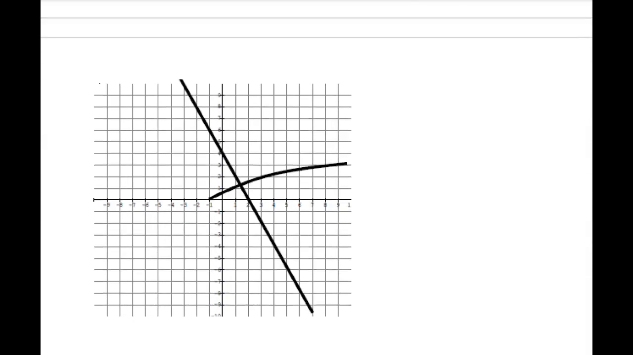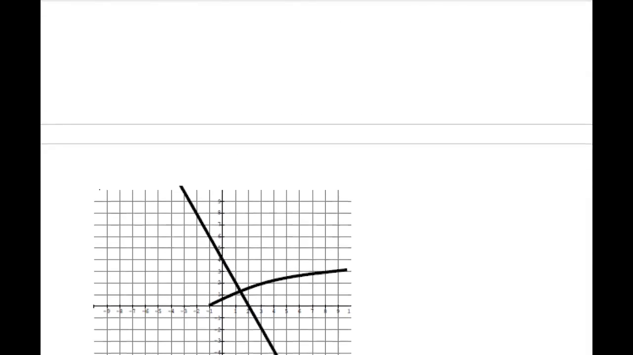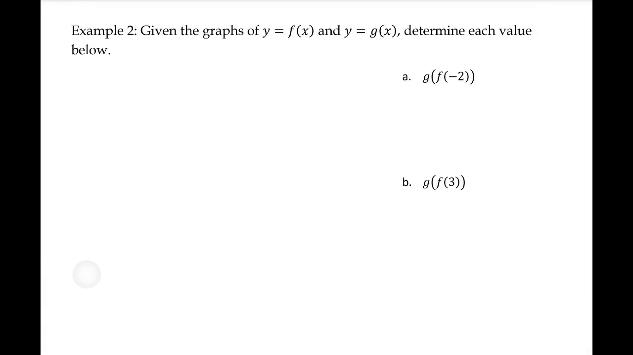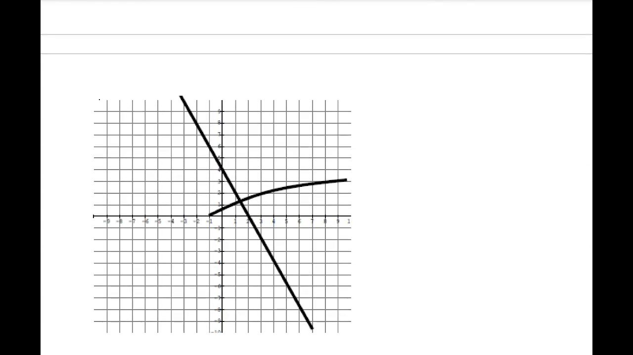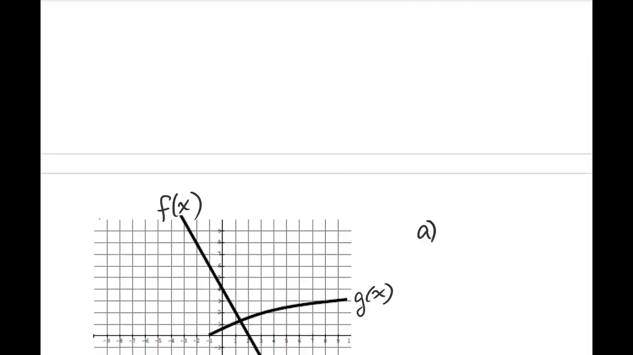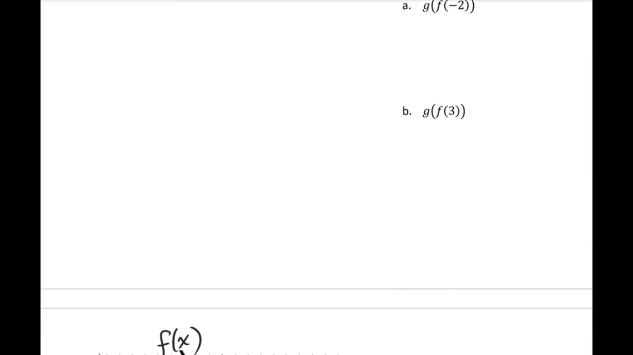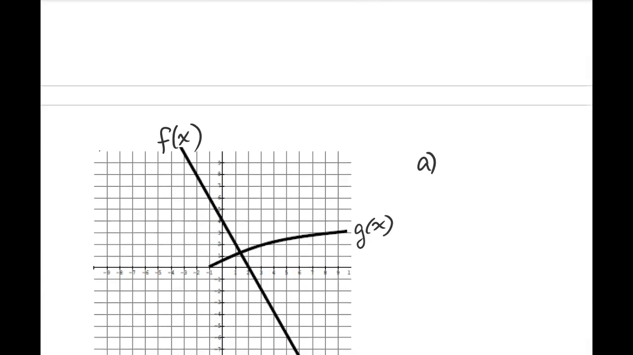Now, this image apparently bumped down for some reason. So we'll call these graphs f of x, we'll say is this one, and g of x is the other one. So I'm just going to transpose those questions. g of f of -2 and g of f of 3.